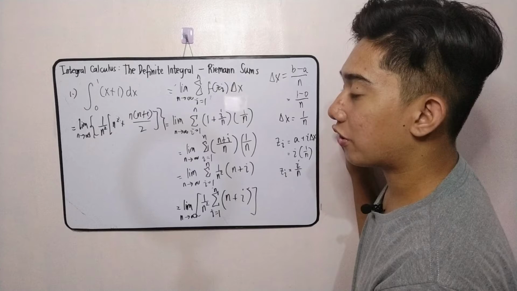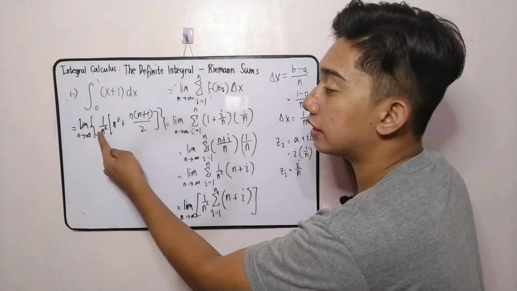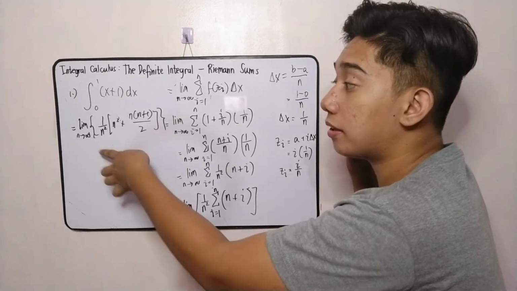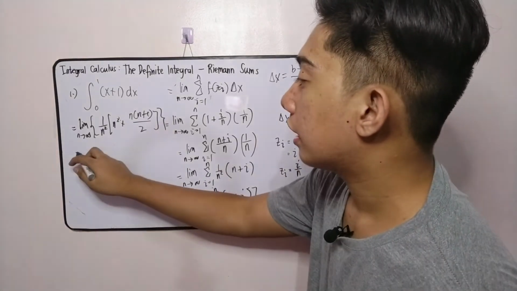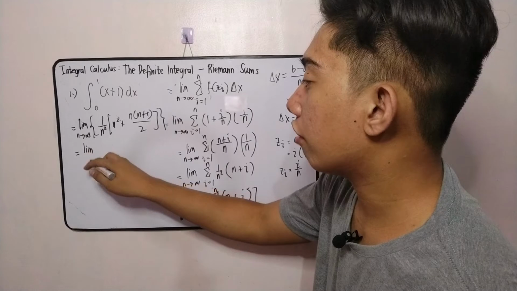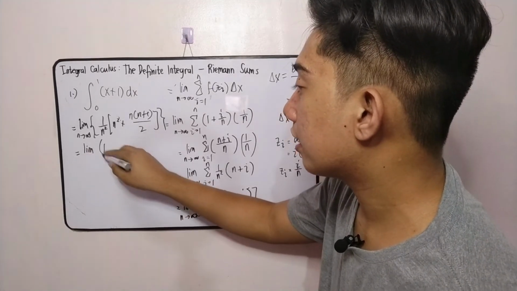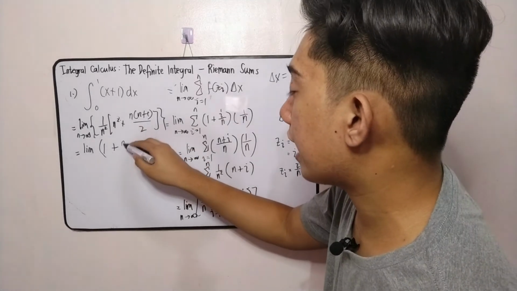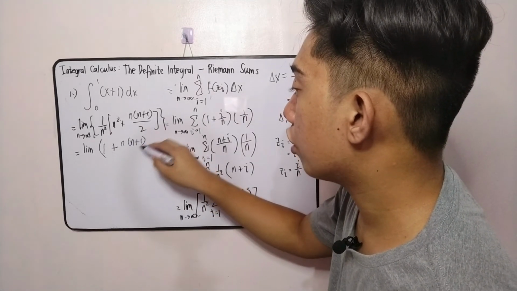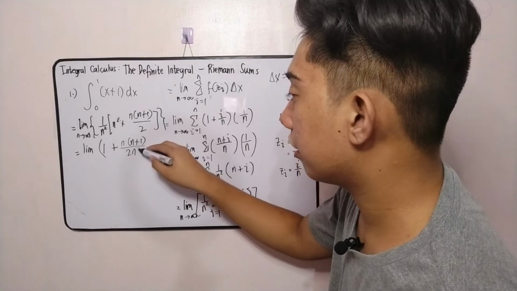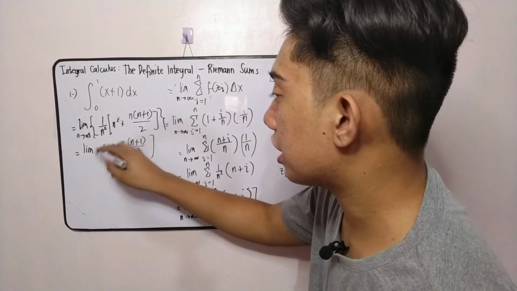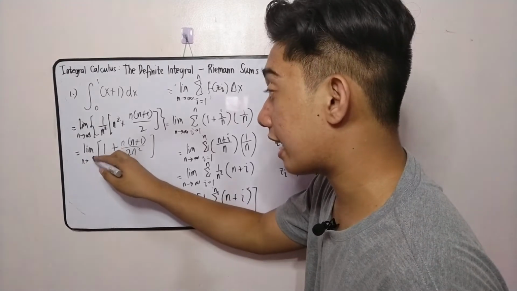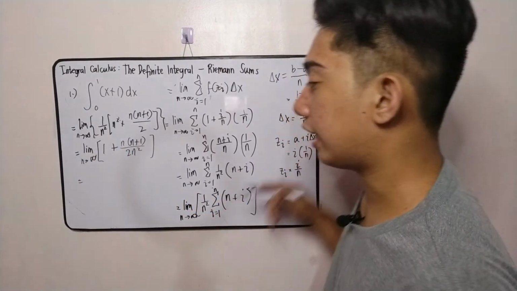So, what happens here is that we will distribute n squared. We no longer have a summation. So, we will distribute n squared, and what remains is the limit of 1 plus, distributing n squared, this becomes n times (n plus 1) all over 2n squared, as n approaches infinity.